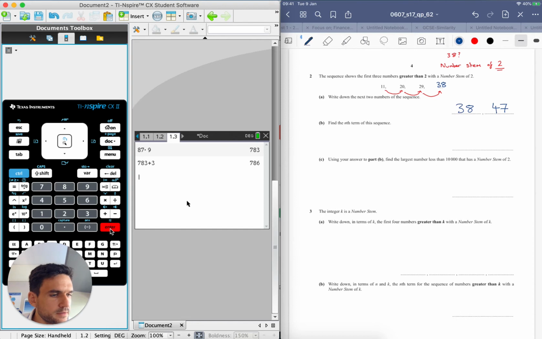Okay, the nth term of this sequence. It's going up by 9s again, so 9n. Now it's not the 9 times table, it's 2 higher, so it's 9n plus 2.